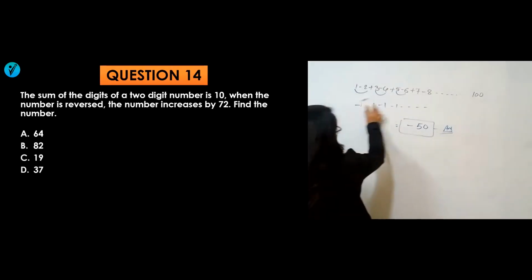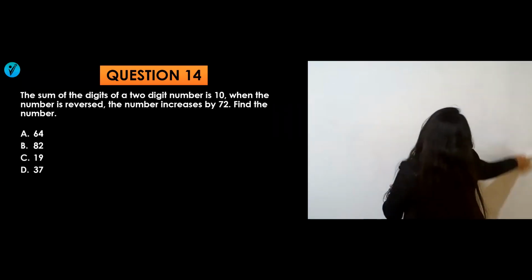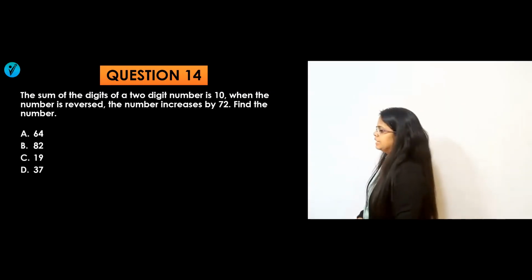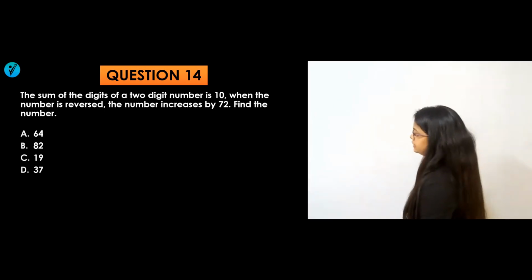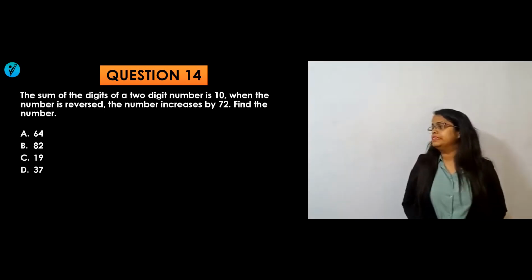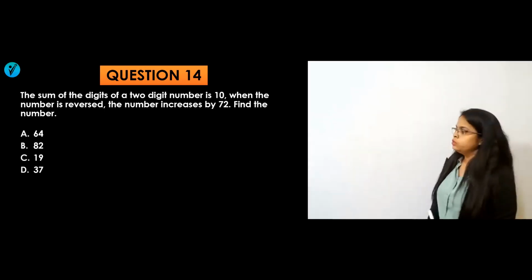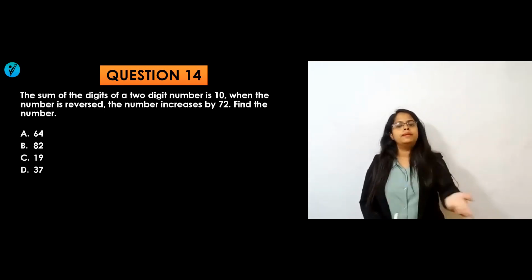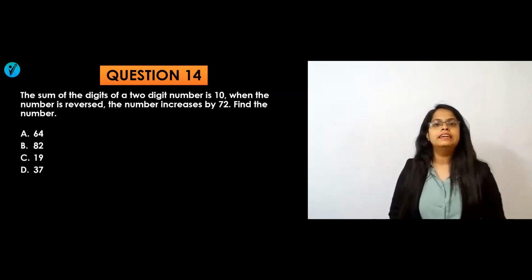Question number 14 is here on the screen. What are they saying in this question? They are saying that the sum of the digits of a two-digit number is 10. When the number is reversed, the number increases by 72, then find the number. That means if you reverse those digits, it should increase by 72. And the sum of the digits should be 10.